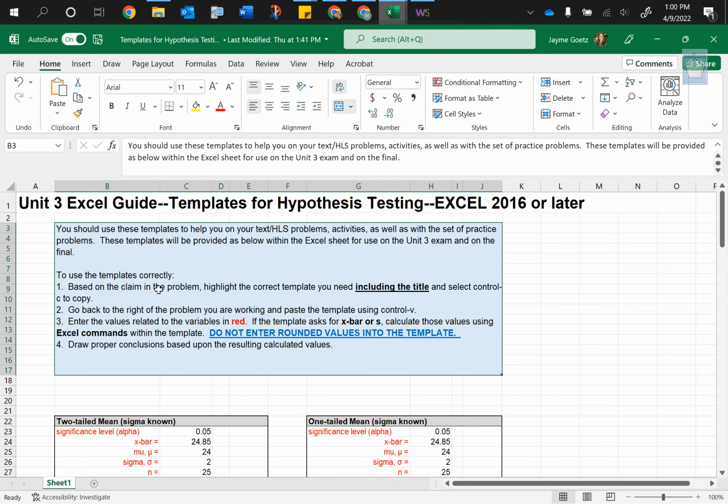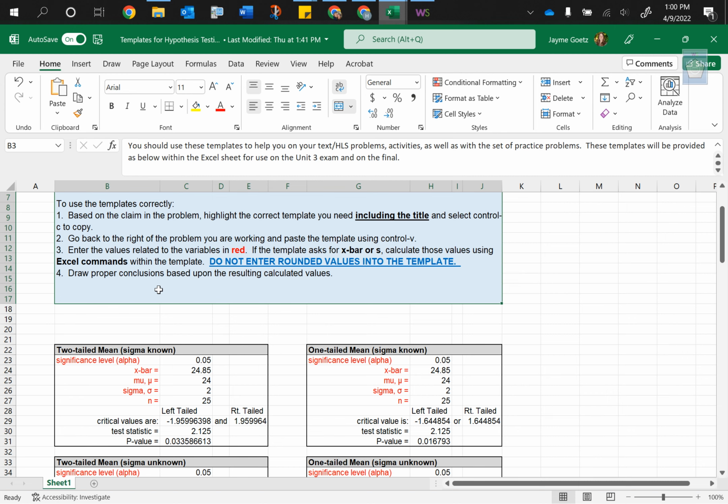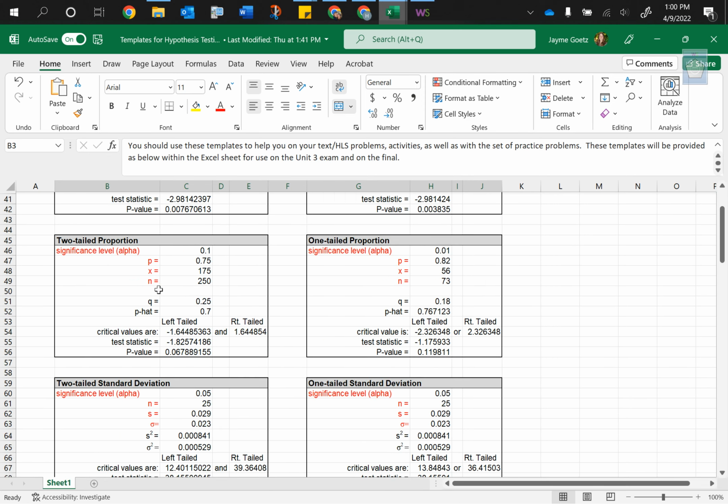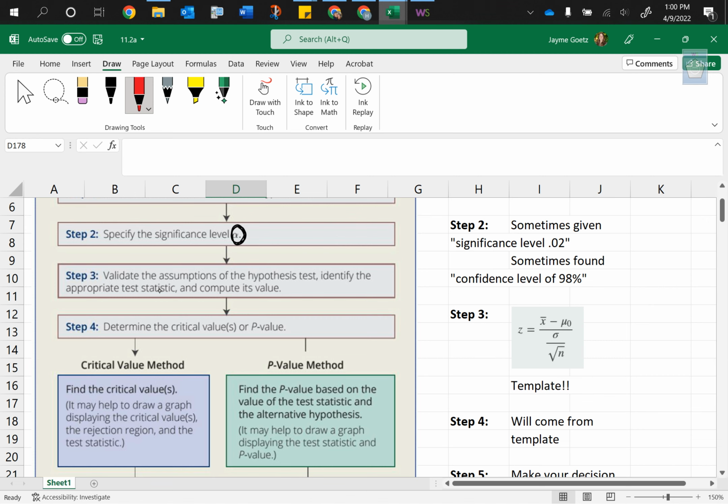First of all, you have to base it on the claim in the problem. You have to choose the correct template based on the information that you're given. I'm not going to tell you which template you have to use, and we have quite a few templates that I'm going to give you. You need to highlight the entire template, including the title. The title is really important. Control-C to copy. Then you go back to your problem, paste, and put in all the information. Then it will give you the values for you. I'm giving you that template so you don't have to work this out every single time. We'll get some practice with that in a little bit.